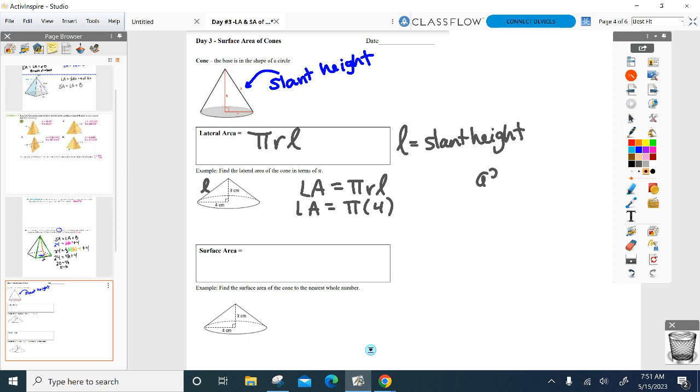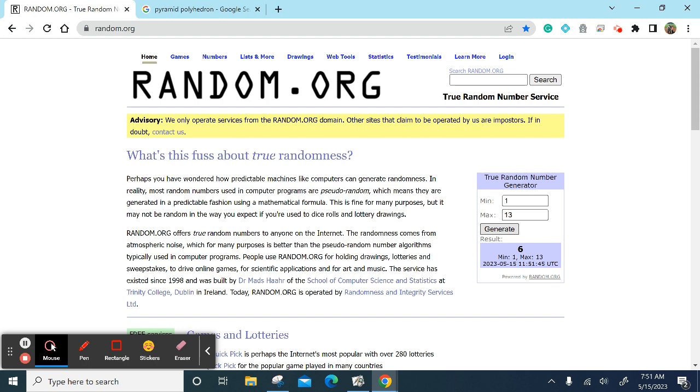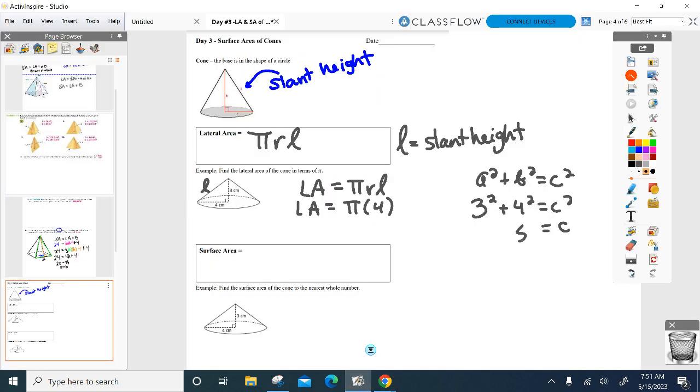I can find it using the Pythagorean theorem. So go ahead, plug 3 and 4 in where they should go, and I'll have you guys find the slant height here for me. When you get the slant height, let me know. 5. And it does say leave your answer in terms of pi for me. So go ahead and leave that answer in terms of pi.